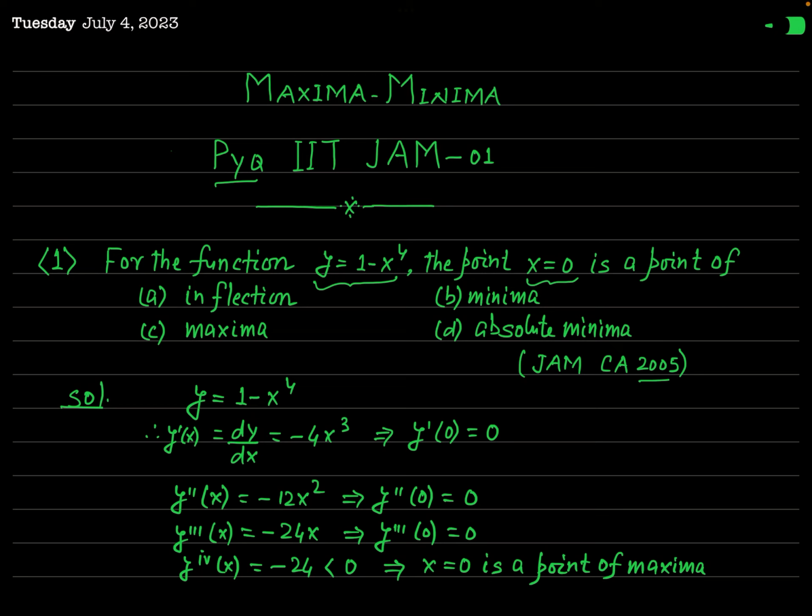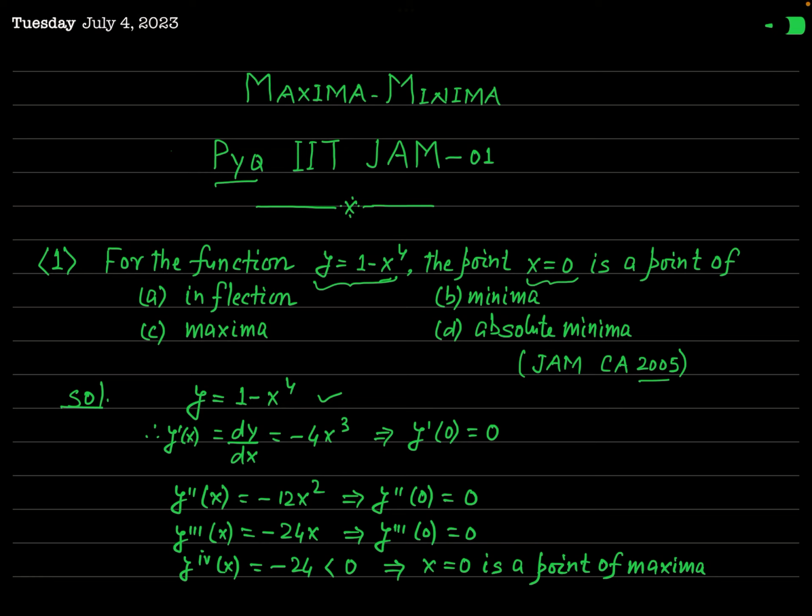So let us see, this is our given function y equal to 1 minus x to the power 4. As you know, for deciding the point of maxima or minima, we have to find the derivative of this function in successive manner, because here x contains power 4. So definitely we will have to apply the concept of the nth order test for maxima and minima. By the second order test or first order test you can't decide the point of maximum or minimum.